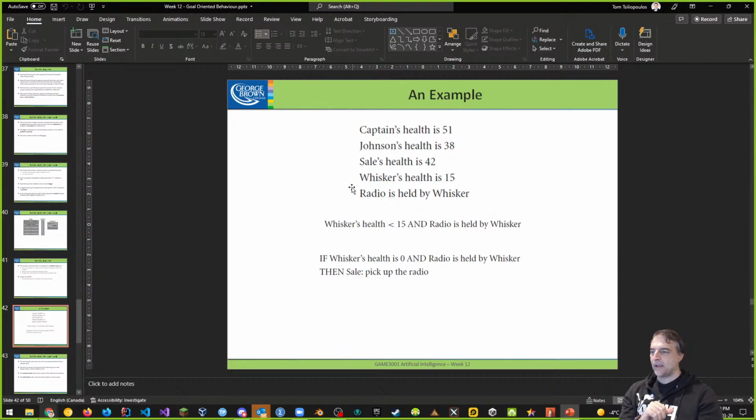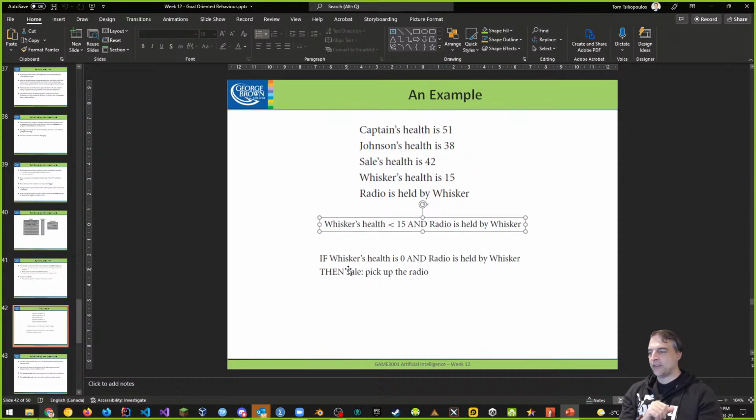Okay. Here's some rules, right? Whisker's health is less than 15 and the radio is held by Whisker, right? So that is maybe a condition, and we might have an action related to that condition. So is Whisker's health less than 15? No. And is the radio held by Whisker? It is, but it doesn't satisfy both conditions, so therefore that action doesn't trigger.